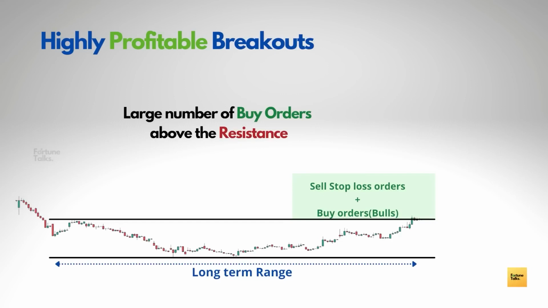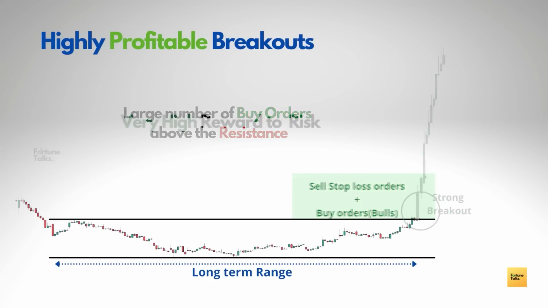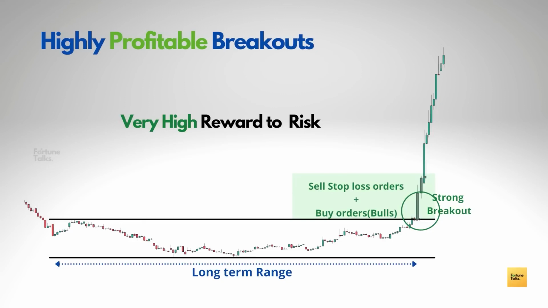Let me explain. The bullish traders will put buy orders above the resistance, hoping to catch the breakouts. Similarly, the bearish traders will look to short the market at the resistance, and they will have their stop loss, which is also a buy stop loss order, and they place it above the resistance. And as time passes, you will get an overwhelming amount of buy stop loss orders above the resistance level.